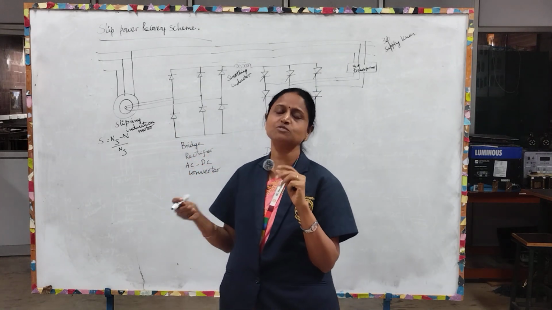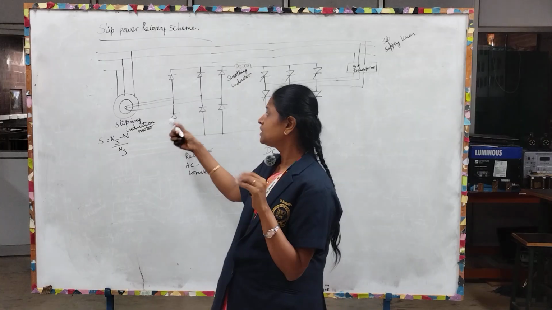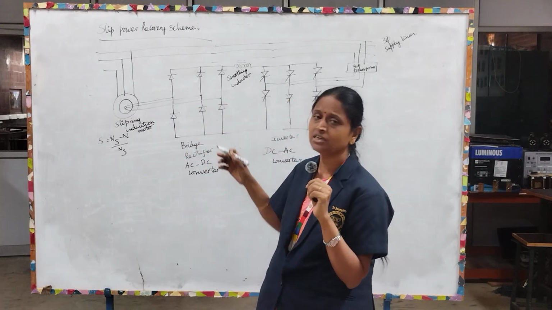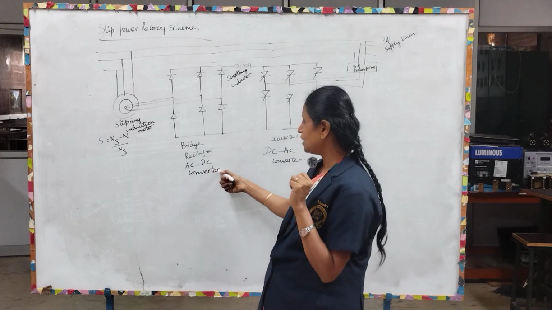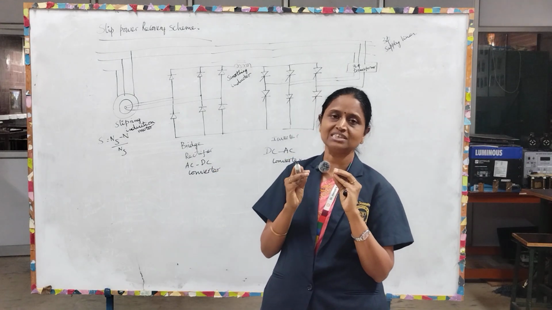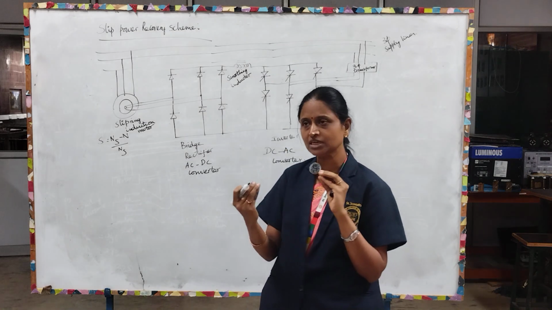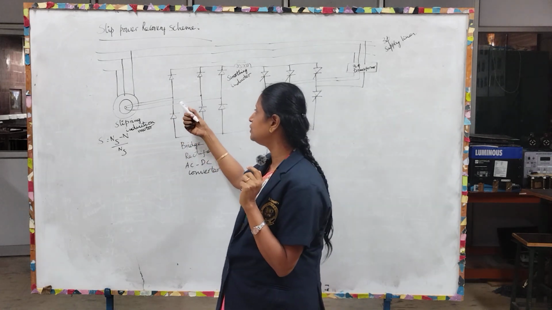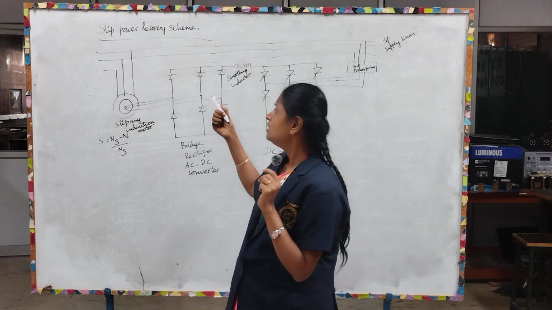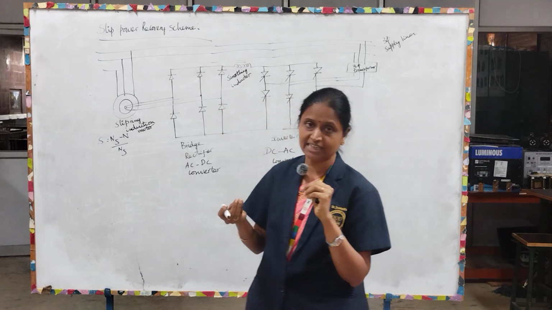It is also known as the wound rotor induction motor. Here we have variable resistances, and we are using two converters: one is a rectifier and the other is an inverter. A rectifier is nothing but an AC to DC converter, so the AC input given to the rectifier is converted into DC. Here it is a three-phase rectifier.